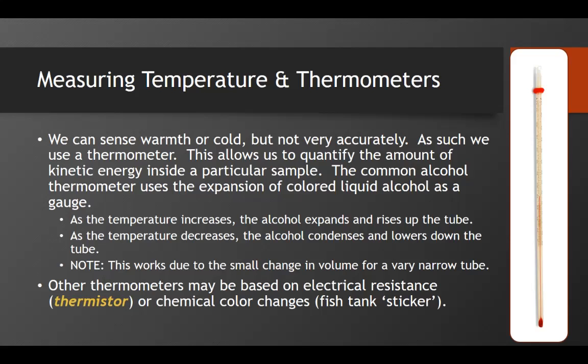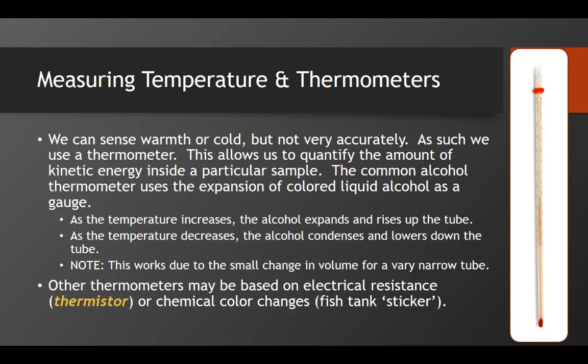Most of the thermometers we use at school are going to be alcohol thermometers. I know a lot of people still think it's mercury, but they haven't used mercury in thermometers for a while. Okay, so they typically add color, some sort of food coloring, to the liquid alcohol as a gauge. And so what happens is as the temperature increases, the alcohol expands, remember expansion, and it rises up the tube. As the temperature decreases, the alcohol condenses, lowers down the tube. Now, this works due to the small change in volume for a very narrow tube. That's why you see a very thin line in terms of the actual alcohol inside the thermometer.